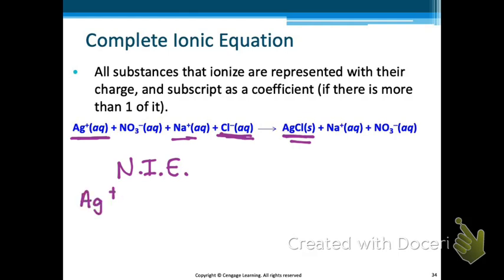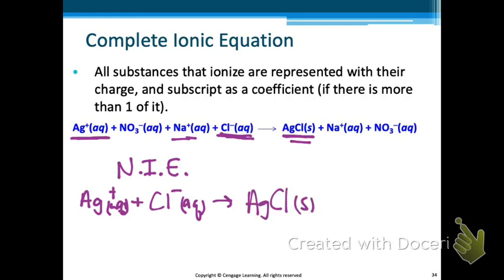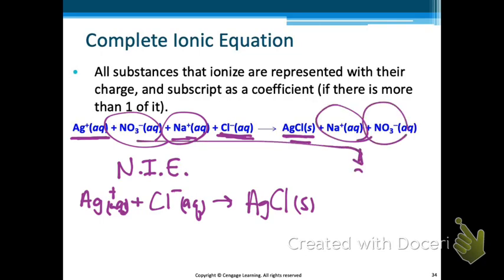We would say Ag plus aqueous plus Cl minus aqueous yields AgCl solid, right? That's my net ionic equation. That's it. And then the things that are not interacting, sodium and nitrate, have a special name called, you looked ahead, spectator ions. Spectator ions are the things that don't do anything. They just watched it happen, right?